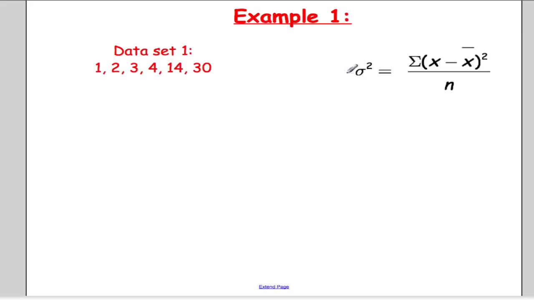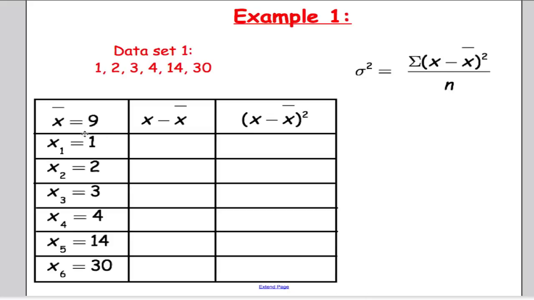So let's go back to our data set 1, and we're going to work out the variance for the first data set, and in fact we'll work out the standard deviation as well. So what I've done is I've actually created a little table here. So I've written down what the mean was. The mean is 9, and we could work that out if we needed to by adding up all these numbers and dividing by 6, because there's 6 data points.